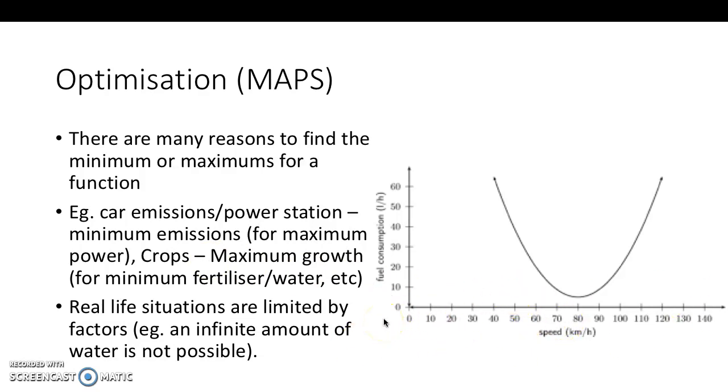So for this particular one, it's a car where if you were trying to drive a long distance for that particular car, what speed would you want to go at to minimize fuel consumption? So in this case we can see here it would be around 80 kilometers an hour, but we'll find out these things using algebra to be sure.